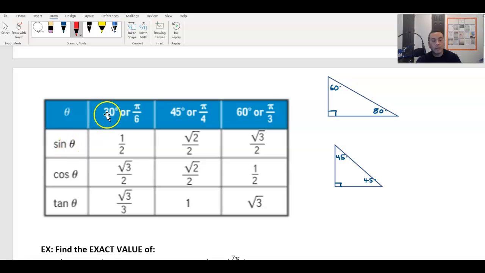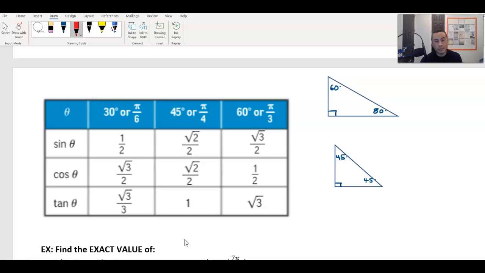The sine of 30 degrees: if theta is 30, well, the sine of 30 is 1/2. The sine of 45 is the square root of 2 over 2. The sine of 60 degrees is the square root of 3 over 2. The tangent of 45 is 1. Like all these, you say, oh, is there more things to memorize?